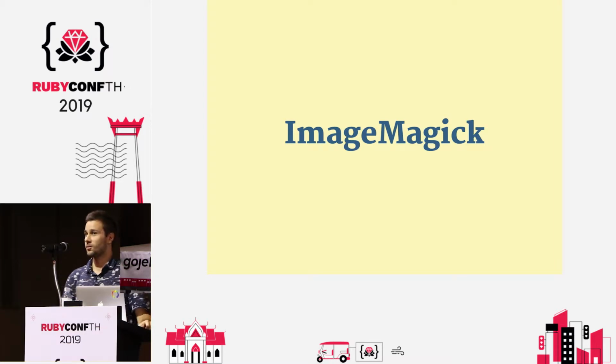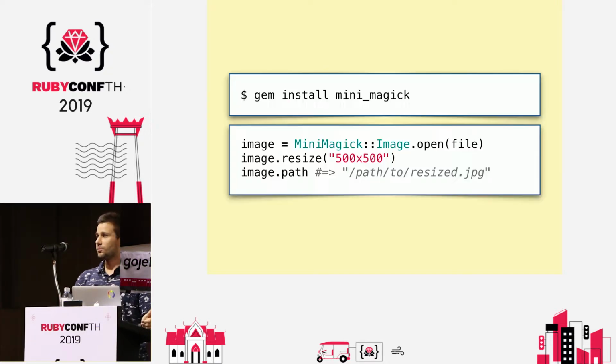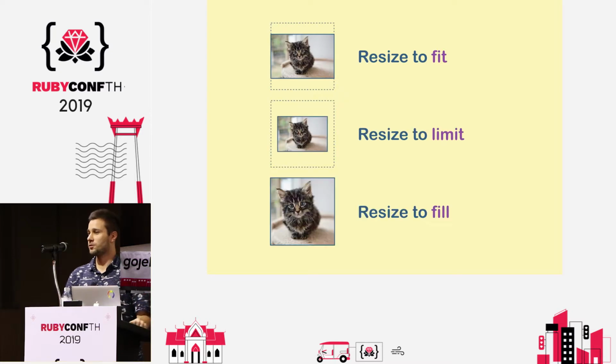Next, I would like to talk about file processing. For file processing, like for images, the go-to solution is usually ImageMagick. And a popular Ruby gem for that is MiniMagick, which allows us to easily generate ImageMagick commands. And the most popular type of image transformation is resizing.